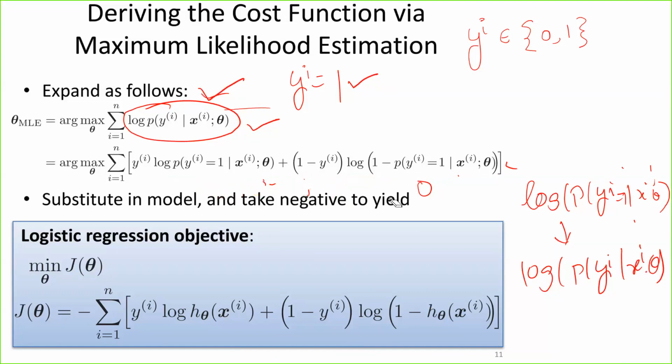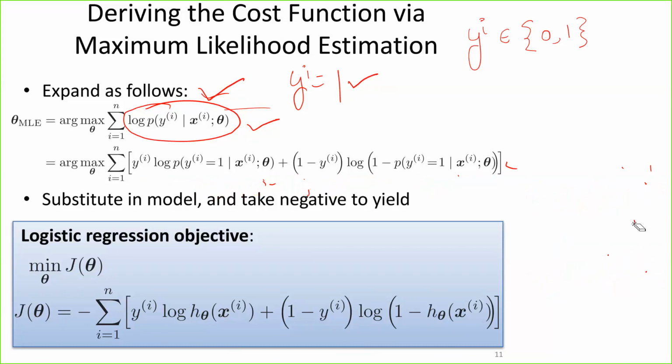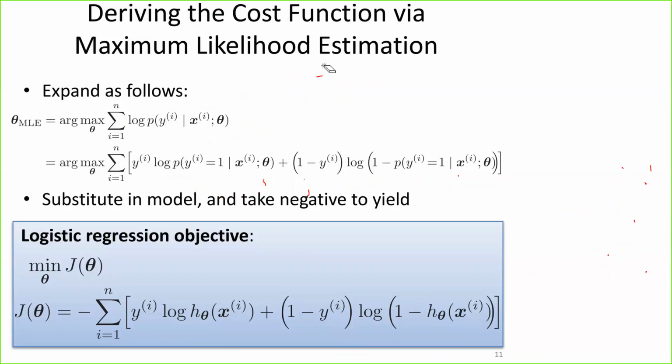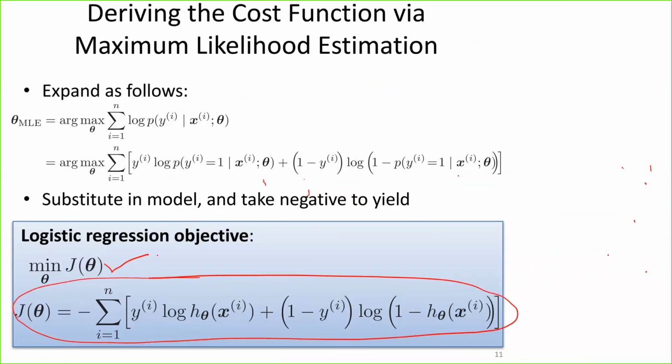That's all. So maximizing some function f of x is equivalent to minimizing minus f of x. Agree or no? Maximizing f of x is equivalent to minimizing minus f of x. Agree? True? So here you took minus and converted this into a minimization problem. So we want to choose theta that minimizes this. This is the cost function. We call it the cross entropy loss.